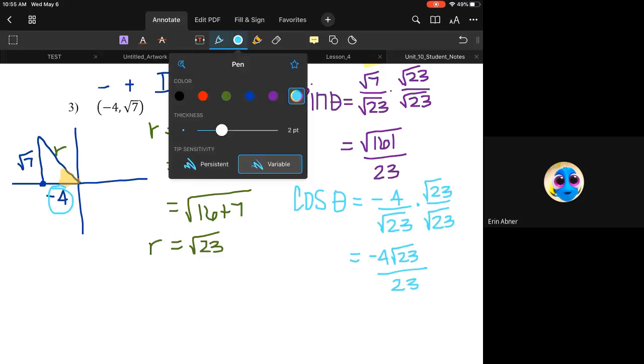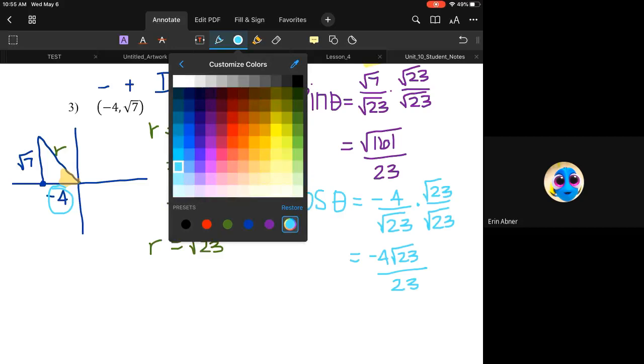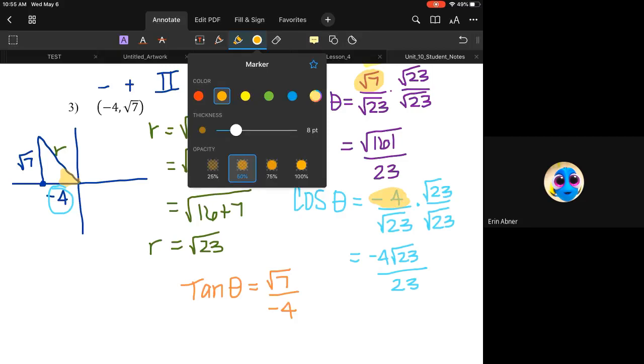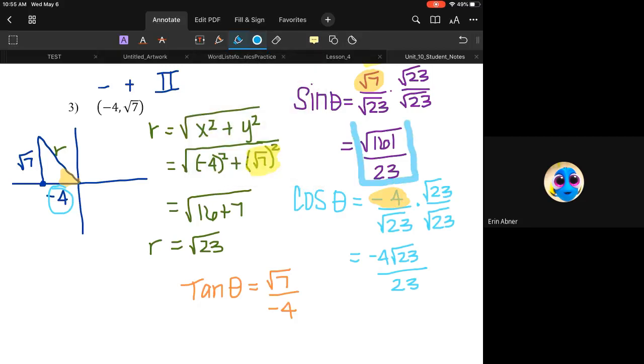And then I'm going to do my tangent. Let's use this orange color. So then my tangent of theta is going to be my opposite over my adjacent. And so opposite square root of 7 over my adjacent -4. So now I have all of mine that they asked me for. I have my sine of theta, I have my cosine of theta, and I have my tangent of theta.